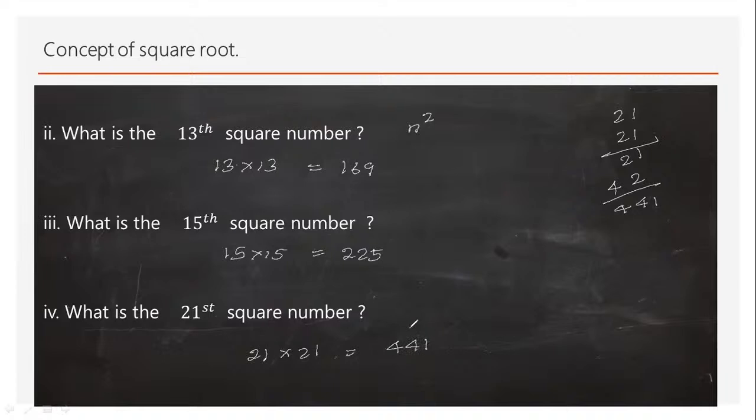Then now you know how to find the square number. If someone asks you to find the 30th square number, then we can write 30 into 30, that is 900. If someone asks you to find the 40th square number, 40 into 40, 1600. Right? Like that you can find any square number by using this general term. This means that the simple thing is, if a number is multiplied by itself, we can get the square number.